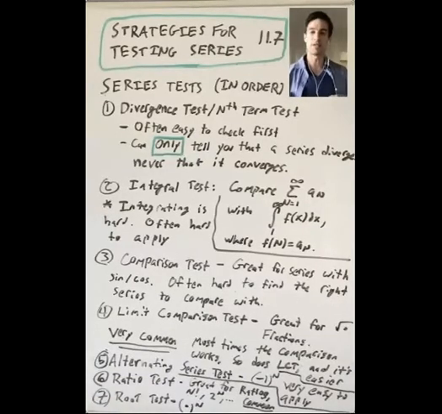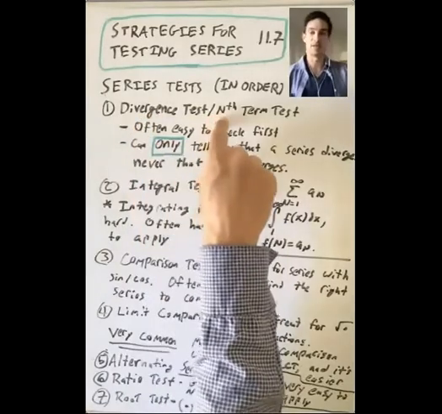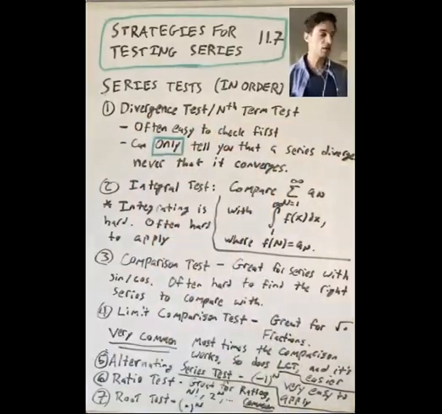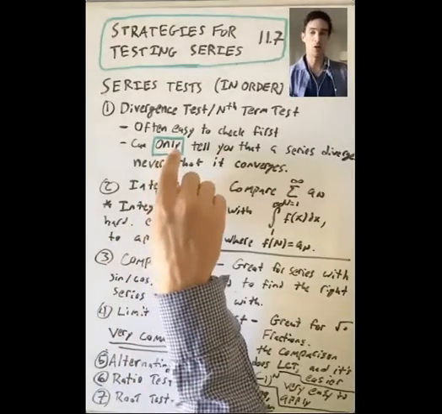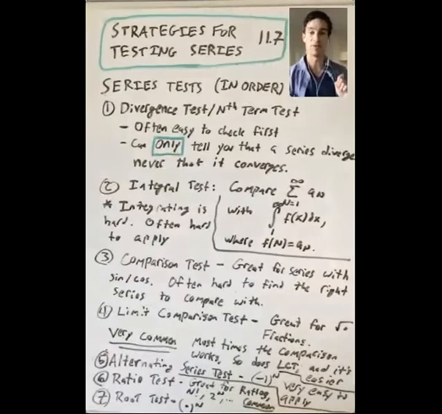Okay, so the first series test we saw was the divergence test, or nth term test. And it's often really easy to check this first. That's the one that says you're adding up a series, sum n equals 1 to infinity of an. If the limit as n goes to infinity of an is not 0, your series diverges. So the thing to note, this can only tell you that a series diverges. There's no way for this test to tell you that a series converges. It either tells you that a series diverges, or it tells you nothing.